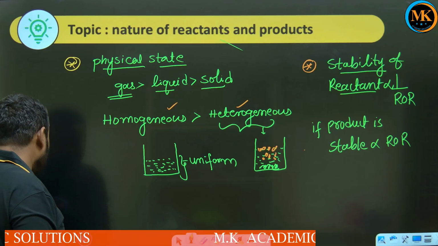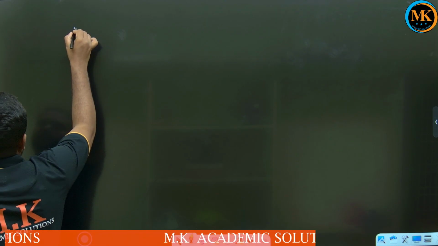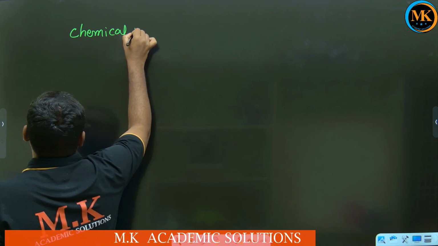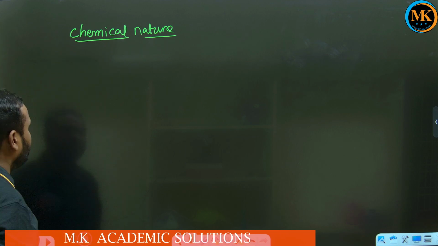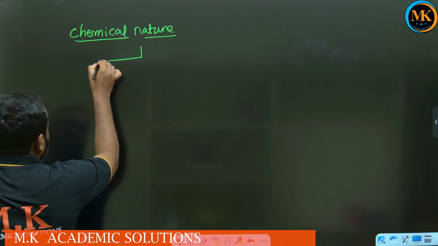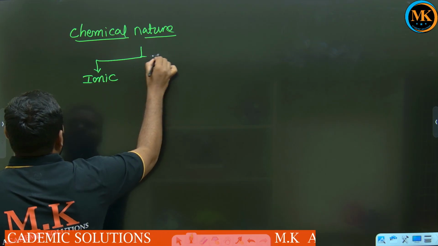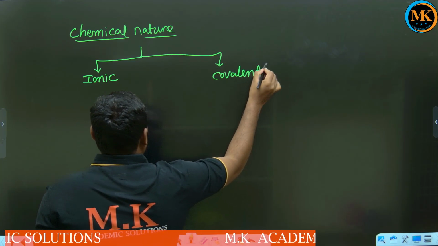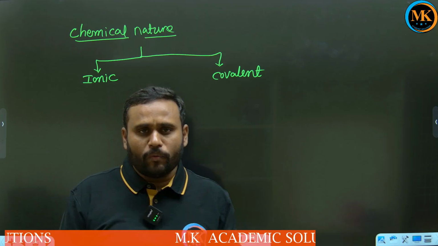And next, when you come to the chemical nature of reactants, we are going to discuss ionic reactions and covalent reactions. Here, ionic reactions are very fast when compared to covalent reactions.